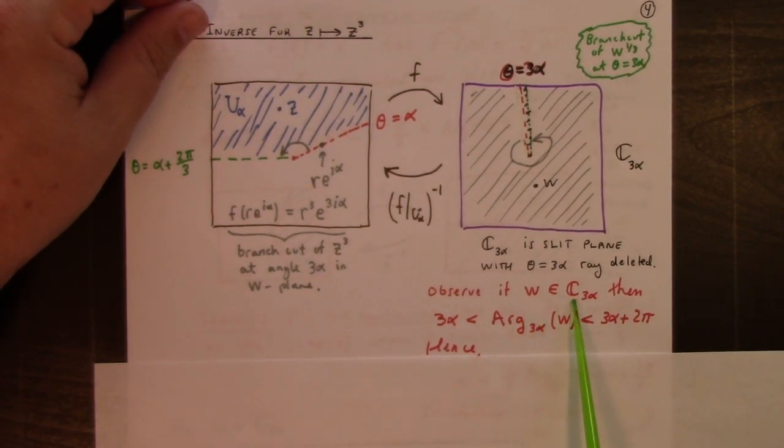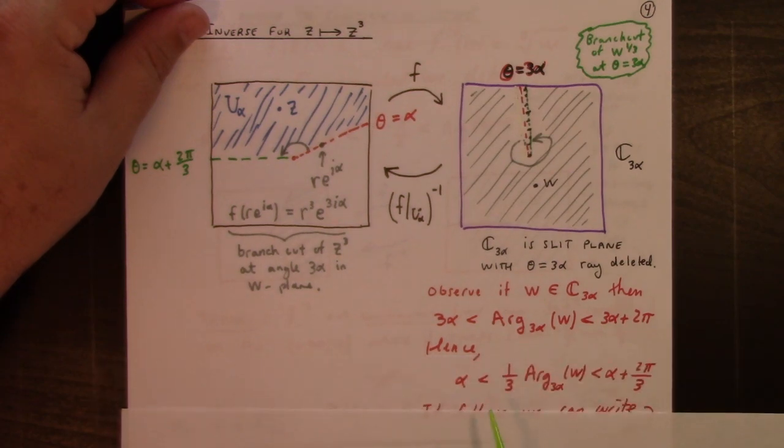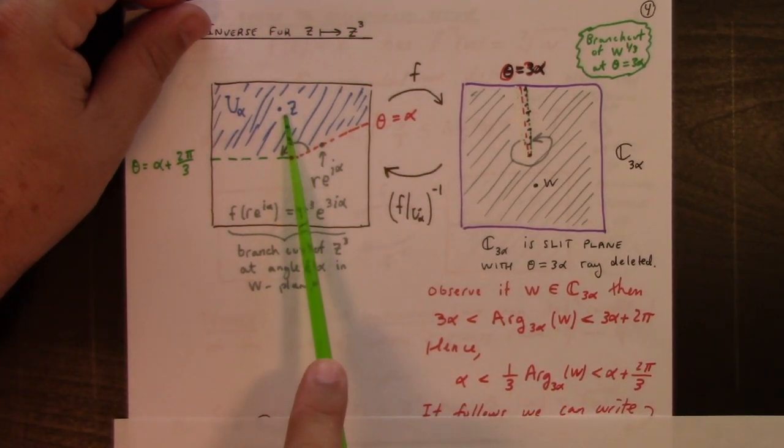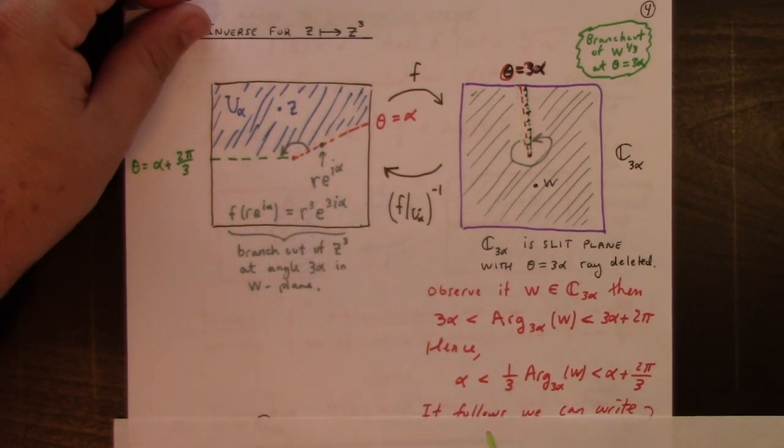If w is in C sub 3 alpha, then that means 3 alpha is less than arg 3 alpha of w, and w is less than 3 alpha plus 2 pi by construction of arg 3 alpha. Hence, if we divide by 3, we've got alpha less than that, which means that this angle right here is precisely the angle of a point like z. This is the kind of angle we want to land in here, right?